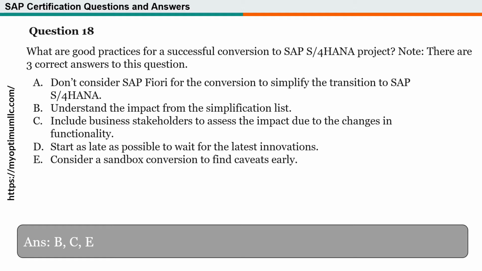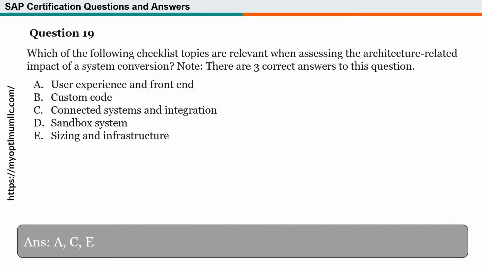C. Include business stakeholders to assess the impact due to the changes in functionality. D. Start as late as possible to wait for the latest innovations. E. Consider a sandbox conversion to find caveats early. Question 19. Which of the following checklist topics are relevant when assessing the architecture-related impact of a system conversion? Note, there are 3 correct answers to this question.